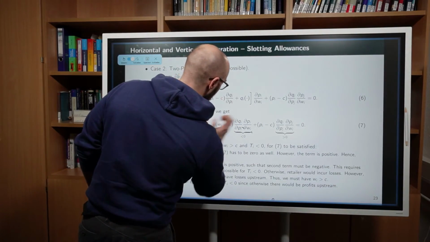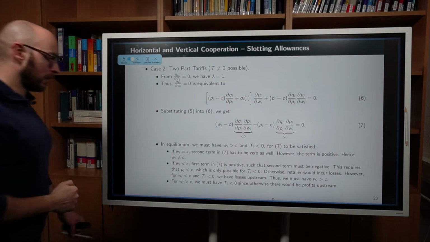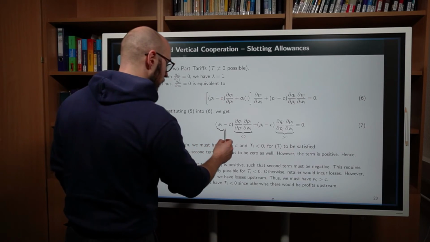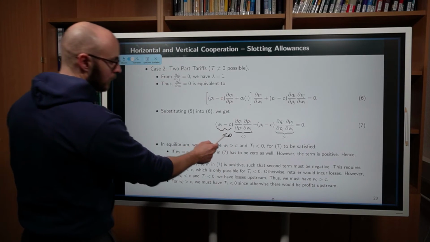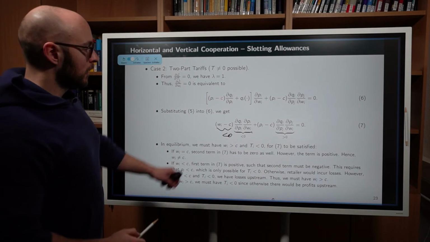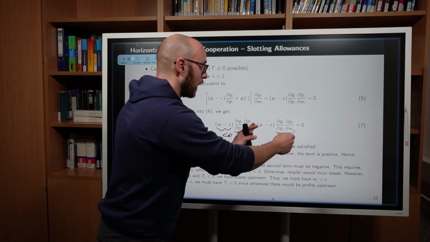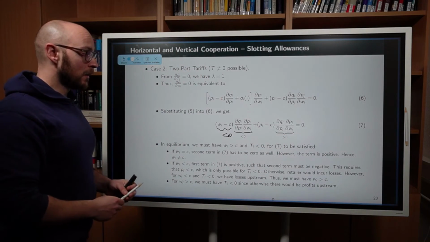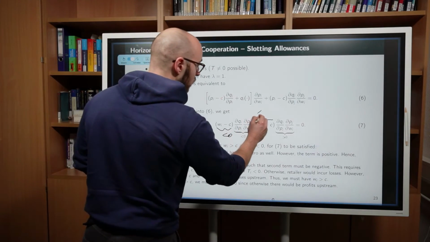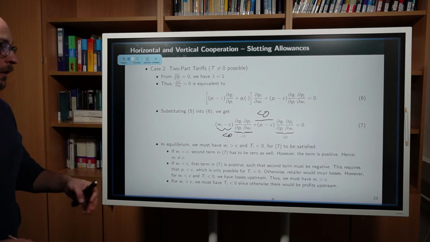Okay, so if Wi cannot be equal to C, then probably it could be smaller than C. If Wi would be smaller than C, then this term here would be negative. And a negative term times a negative term would be positive. So this term here would be positive. And if 7 has to hold in equilibrium, and this one here is positive, then this one here has to be negative. How can that be? Well, this one is positive. So if this would have to hold, then this would need to be negative. That means that the retailer sells the product below marginal costs.